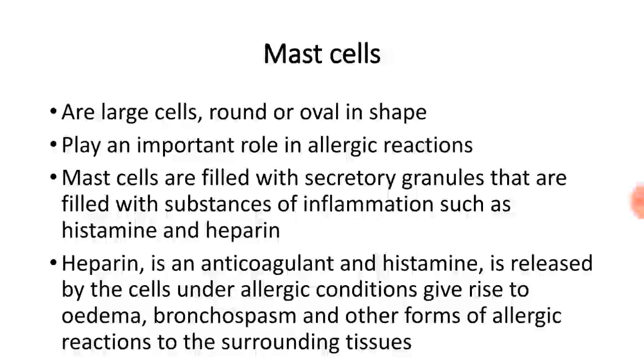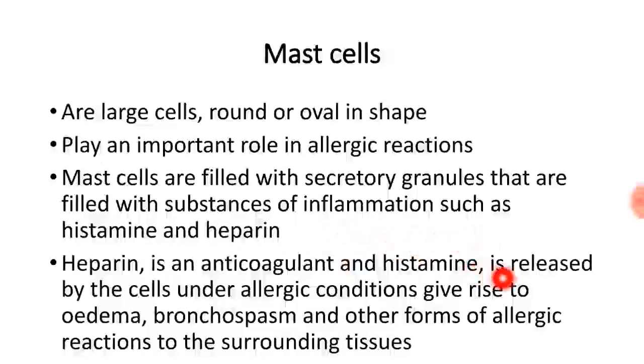And also we have mast cells. Are large cells, round or oval in shape. They play an important role in allergic reactions. Mast cells are filled with secretory granules that are filled with substances of inflammation such as histamine and heparin. Heparin is an anticoagulant. Anticoagulants ni group of chemicals or substances ambazo zinazuia damu kuganda. They prevent blood from clotting. They are blood thinner. They make blood not to clot.